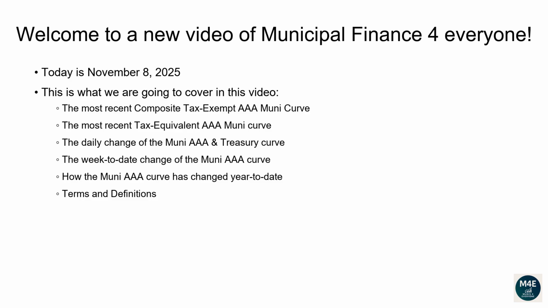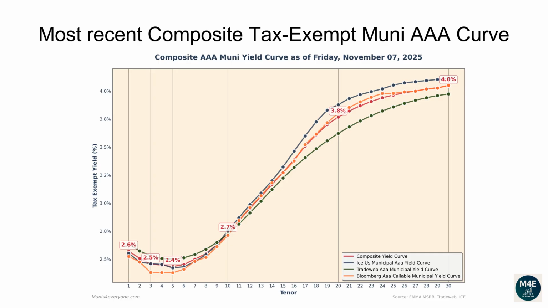Terms and definitions. Let's go over the most recent composite tax-exempt Muni AAA curve. The following composite tax-exempt yield curve is based off the most recent ICE, TradeWeb, Bloomberg yield curves that are available on the MSRB website, plus some proprietary extra adjustments, as of November 7, 2025.